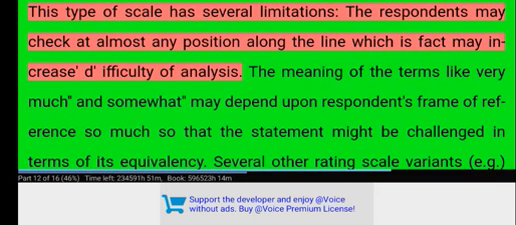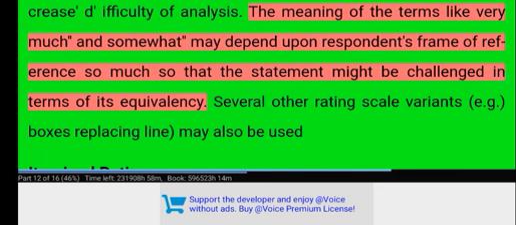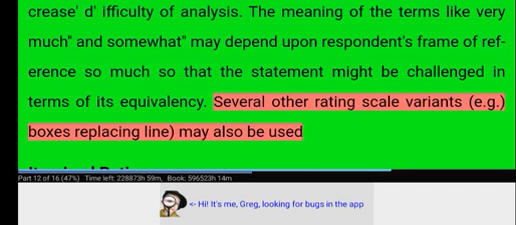This type of scale has several limitations. The respondents may check at almost any position along the line, which in fact may increase the difficulty of analysis. The meaning of terms like very much and somewhat may depend upon the respondent's frame of reference, so much so that the statement might be challenged in terms of its equivalency. Several other rating scale variants, e.g., boxes replacing the line, may also be used.